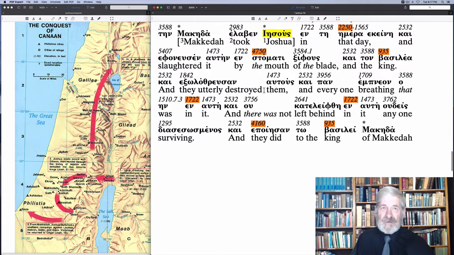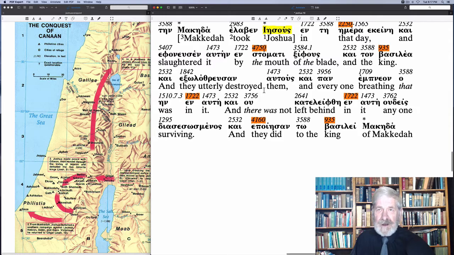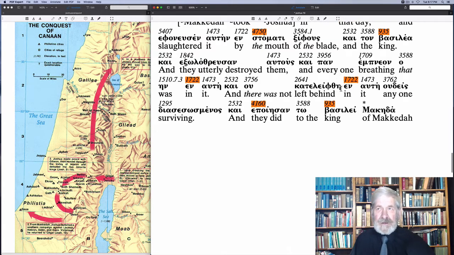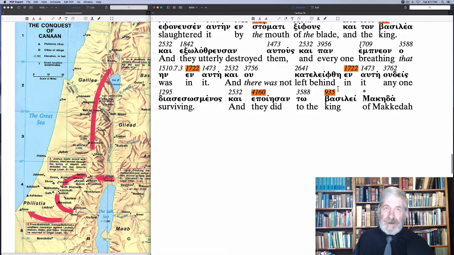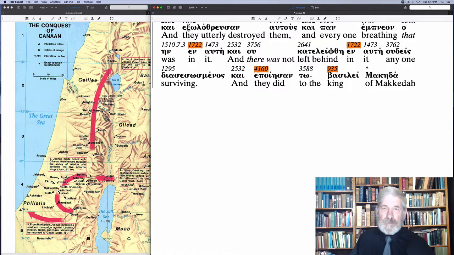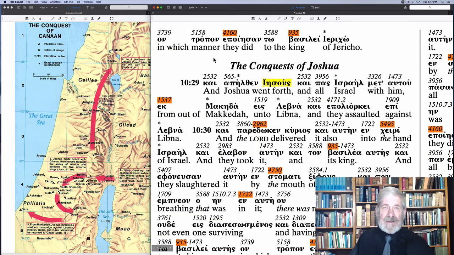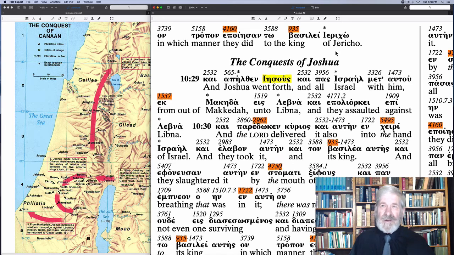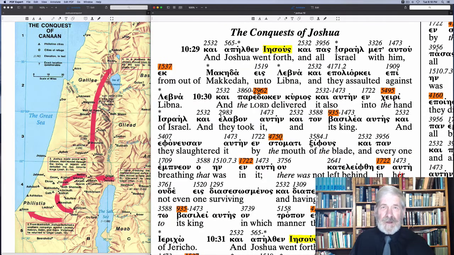And the king, they slaughtered it, and they utterly destroyed them in Makkedah over here, and everyone breathing that was in it. And there was not left behind in it anyone surviving. And they did to the king of Makkedah in which manner they did to the king of Jericho. So they killed him and hung him up again. And Isus went forth, and all Israel with him, from out of Makkedah unto Libnah.